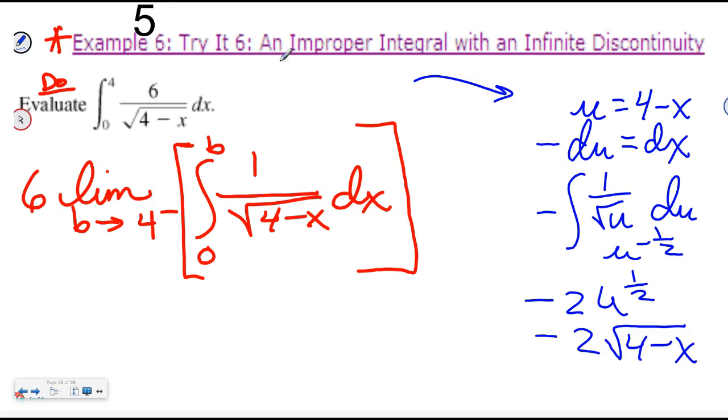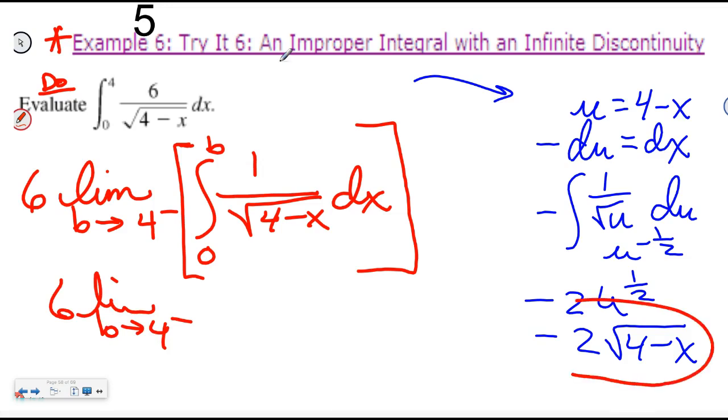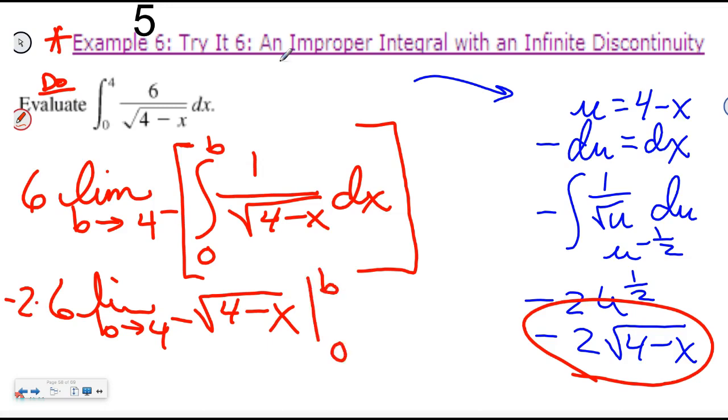So when it comes back over here into the part that's going to get graded, I'm going to say this is 6, limit as b approaches 4 from the left. My antiderivative is over here, so I'm allowed to just go root 4 minus x. I'll put the negative 2 out front or leave it in, that's up to you, correct? And I'm going to go from 0 up to b. That I know.